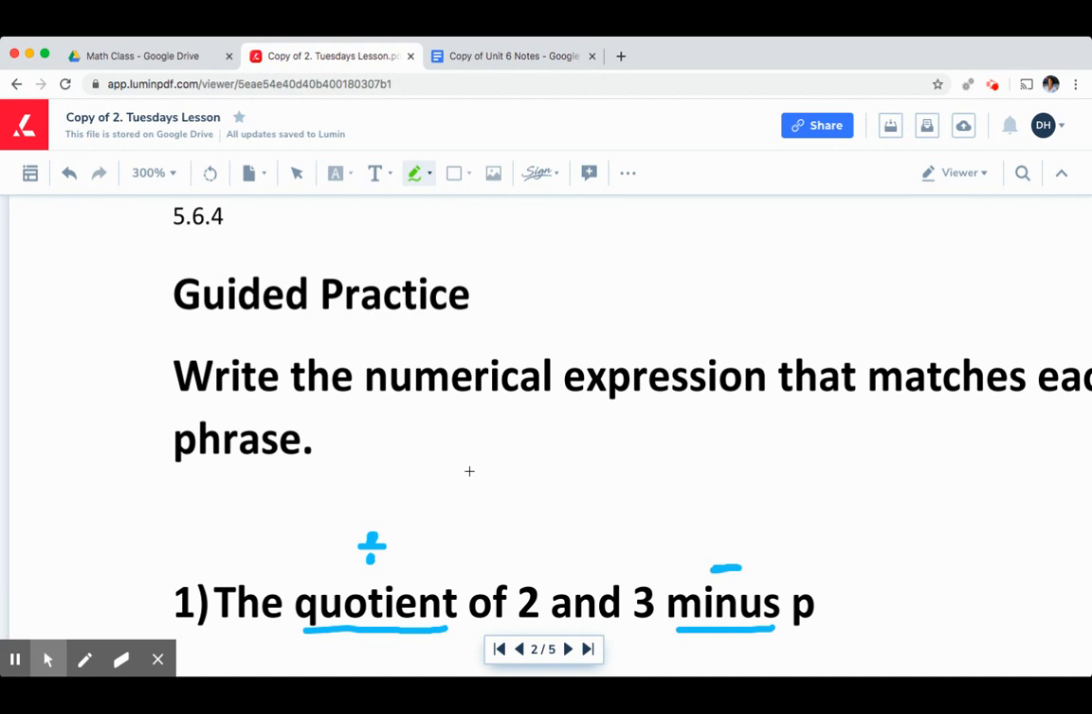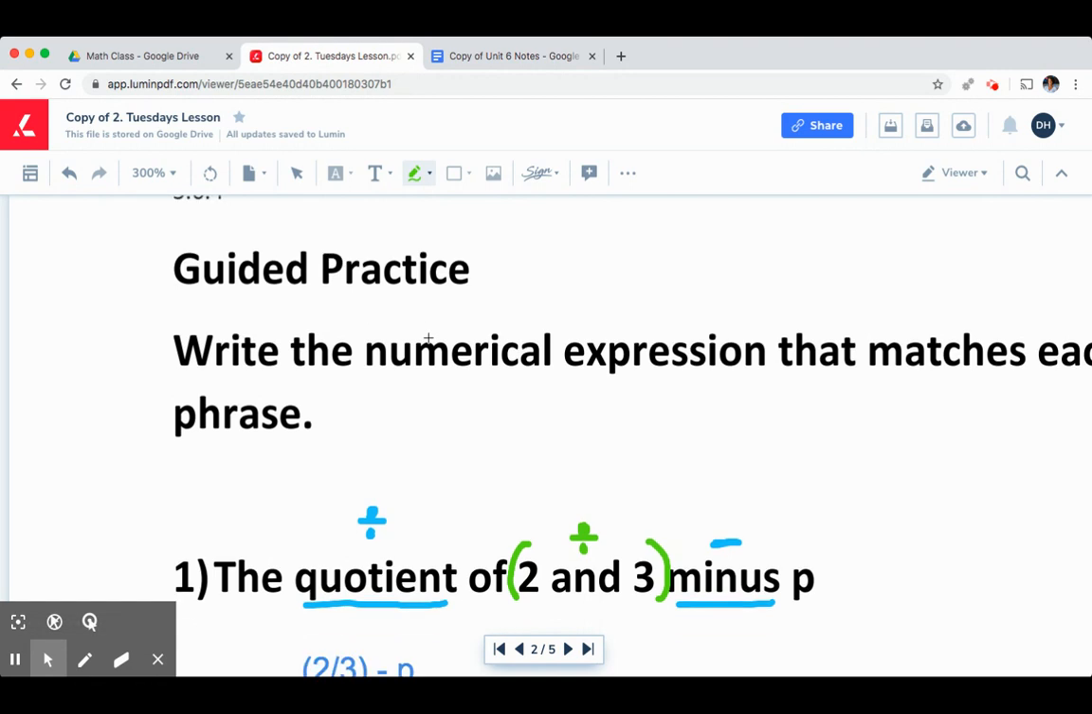So here, the phrase is telling us that we are taking the quotient of 2 and 3. So I know that my parentheses need to go around 2 and 3 because they're going to be grouped together. And since I'm figuring out the quotient of 2 and 3, I know that division is going to be happening there. The word minus tells us that we're going to be subtracting, and what we're going to be subtracting is p. So based on this phrase, what needs to happen first is 2 divided by 3, and then we're going to subtract p from that quotient.